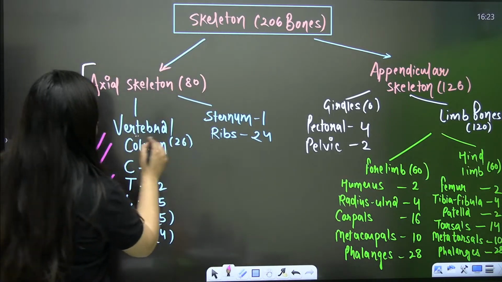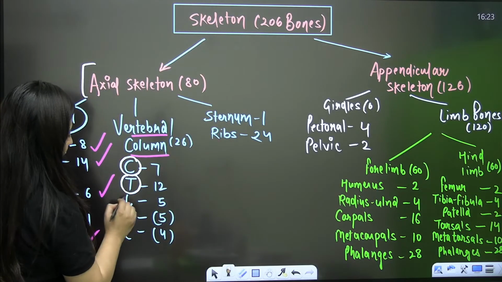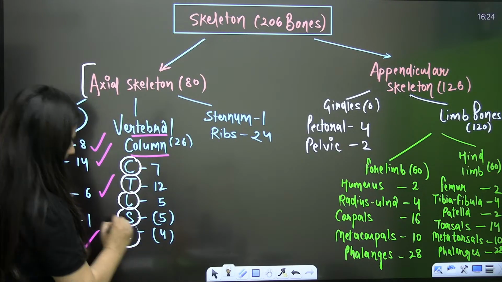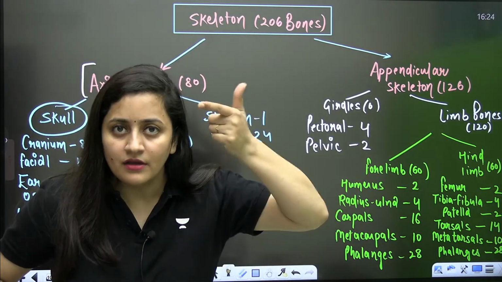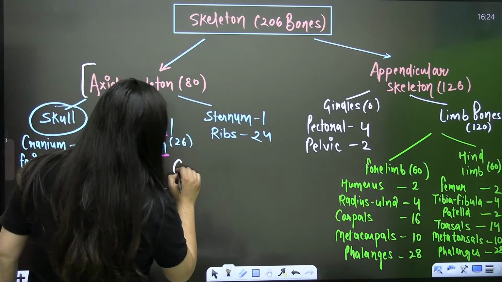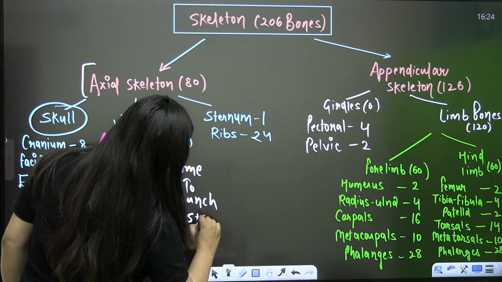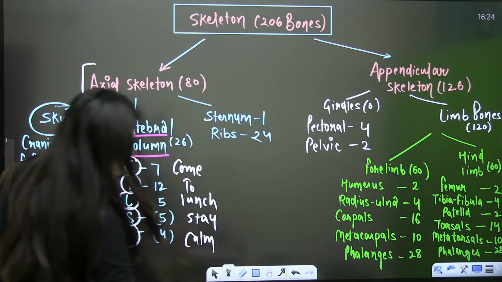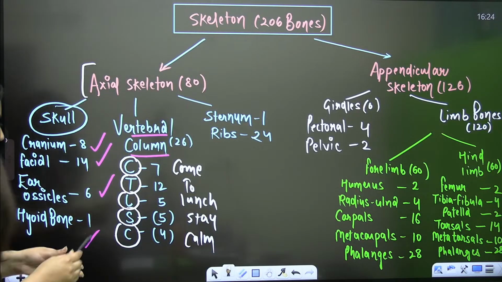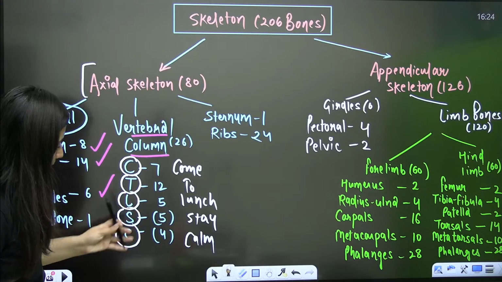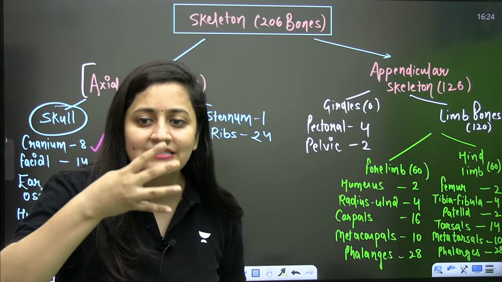Then come to the vertebral column. Total 26 vertebrae. So it's C, T, L, S, C. Repeat it. C, T, L, S, C. If you want a trick for this, it is: come to lunch, stay calm. That's the trick. So C, cervical, thoracic, lumbar, sacral, coccyx.